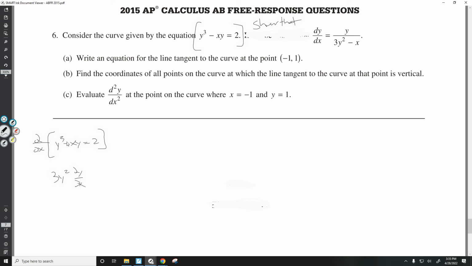This is a common thing. The minus xy. You can either bake in the negative x or leave it out. I like to bake it in. That way I'm just dealing with plus and I don't have to distribute a negative. So that's negative x times y. I have a product. I have to use the product rule. Derivative of the first times the second plus the derivative of the second times the first.